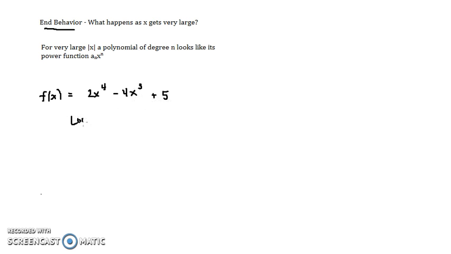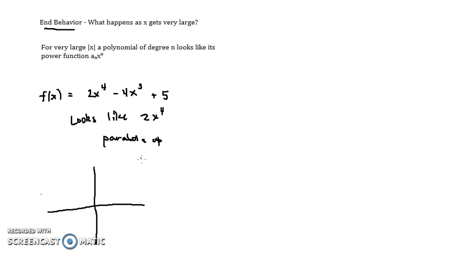So what happens is when x gets really big, this graph looks like 2x to the fourth. That's a power function. We know how to graph that. We know that it's a parabola, and since the leading coefficient is positive, it's a parabola up. Okay, so on the ends, this just tells us what happens on the ends. We know that on the ends, it looks like a parabola up. So our two ends are going to be pointing up like that.